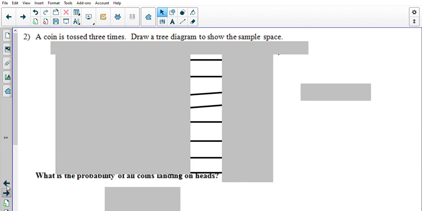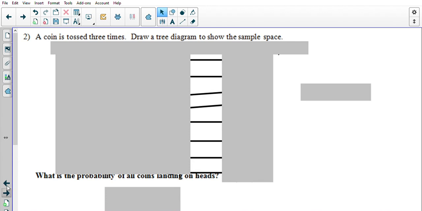Now, 2 and 3 you're going to notice are very, very similar because they are essentially the same situation, except one involves coins, and then the other one is going to involve the gender of babies that are being born. So number 2, it says a coin is tossed 3 times. Draw a tree diagram to show the sample space.